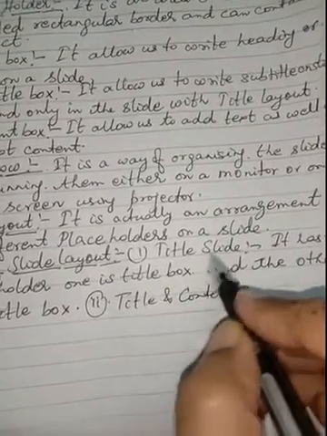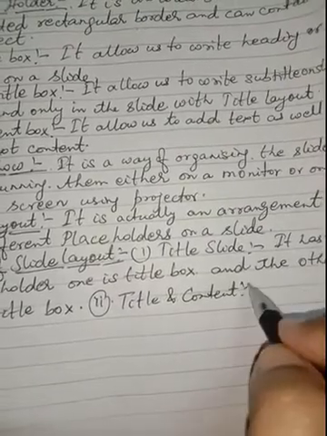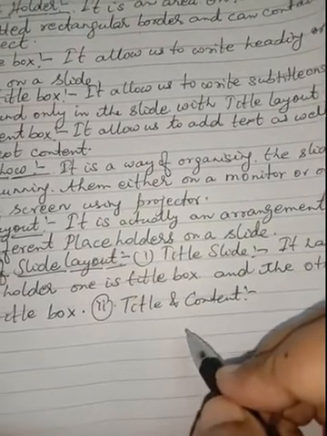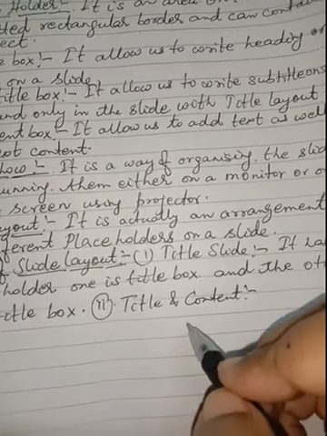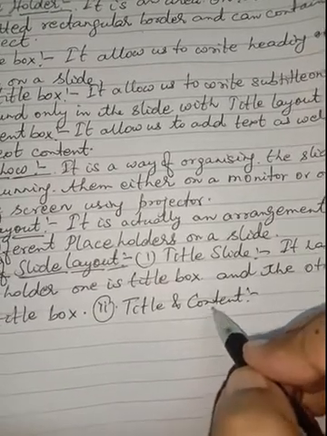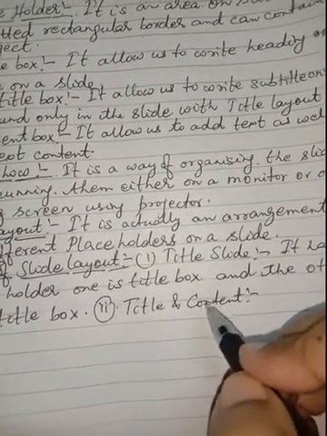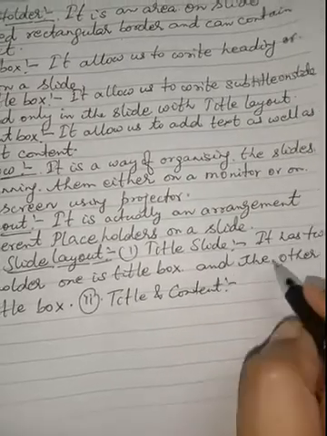We will have a title box for adding our title, and then the content box in which we can write or put our content. The content can be text, audio, video, graphics, multimedia effects, pictures, etc.